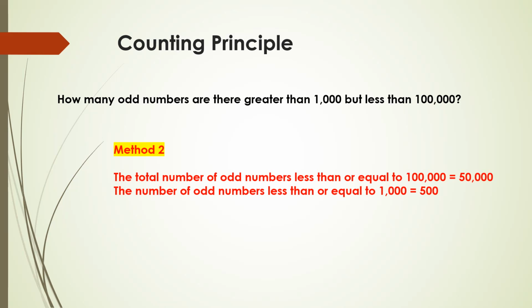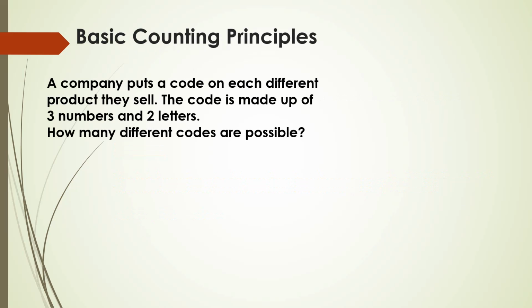Method 2. The total of odd numbers less than or equal to 100,000 is 50,000. The total of odd numbers less than or equal to 1,000 is 500. Okay, so the difference between the two gives you your result. So 49,500. 50,000 minus the 500.